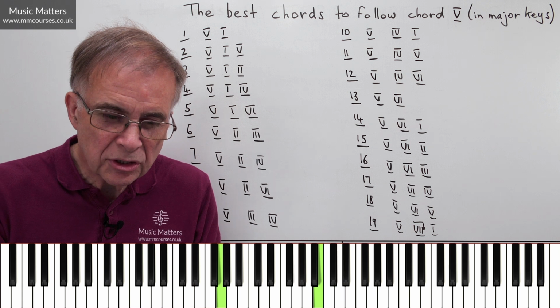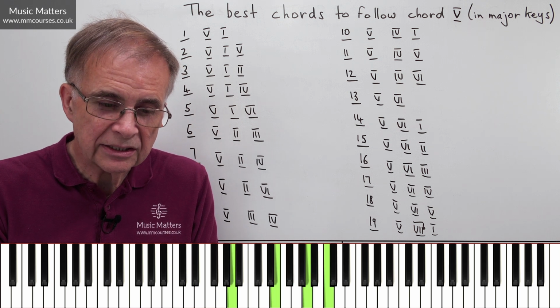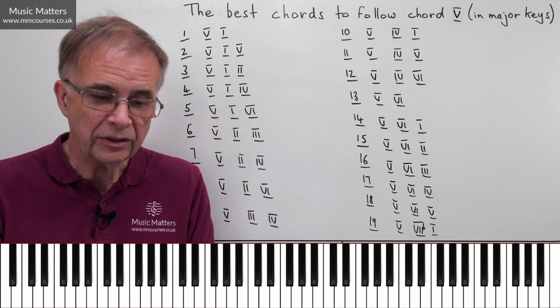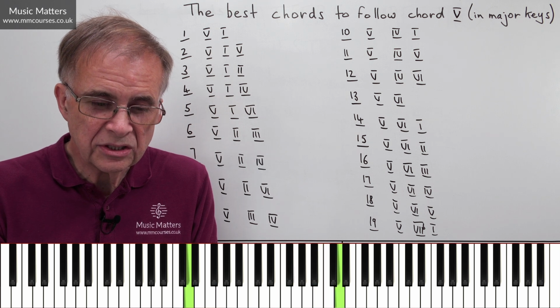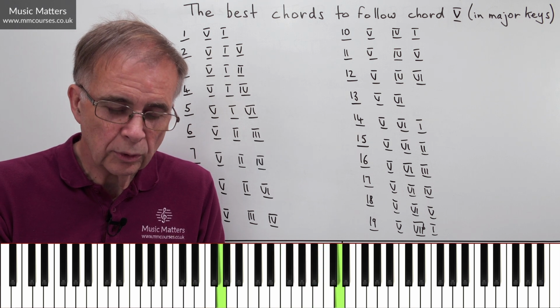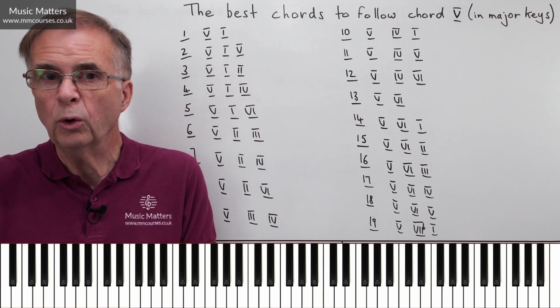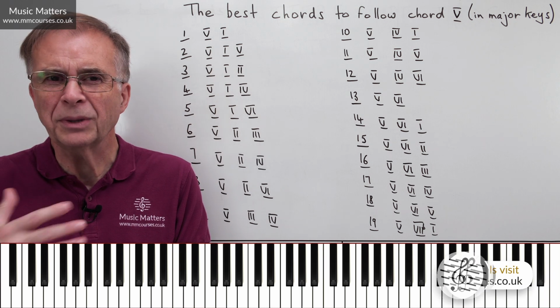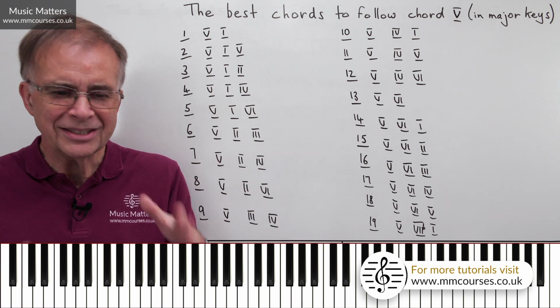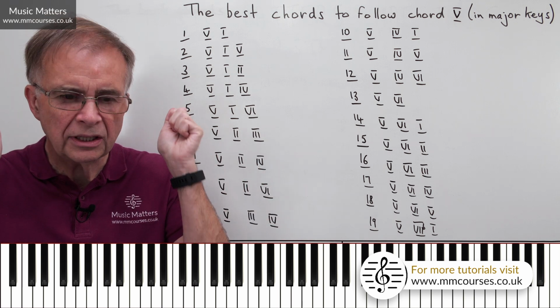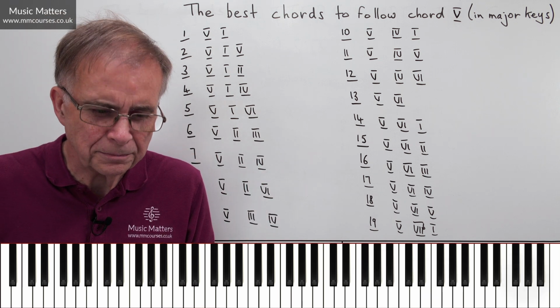Option 8, 5 to 2 to 6. So 5 to 2 to 6. And again, you could follow on 5 to 2 to 6, 5 1. You don't always have to go 5 1 after these things, but quite often these things happen. You hear sounds like that and you think, I've definitely heard that sound before.